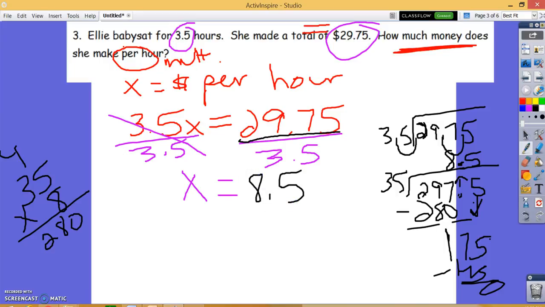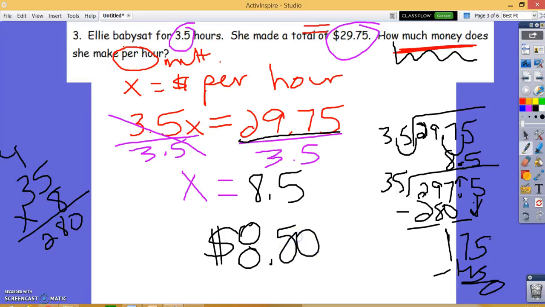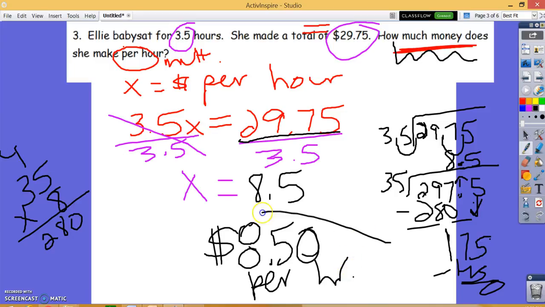But that's not really a good answer because we're talking about how much money. So my answer here is going to be $8.50. $8.50. And if you want to be even more descriptive, you could say per hour. So she's making $8.50 every hour. And if she works for 3.5 hours, she'll make $29.75.